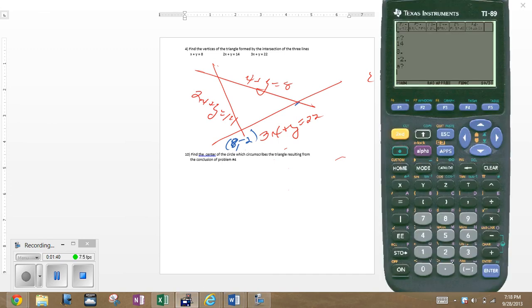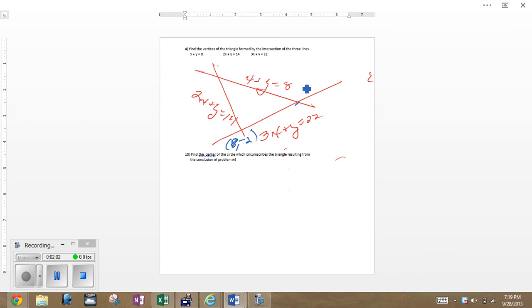And so again, we're going to go with 3, 1, 22, and then we'll go with 1, 1, and 8. Okay, and then the intersection there is 7, 1. So we got the intersection here, 7, 1. Now again, these lines were just arbitrarily graphed just so we could have something to reference here.